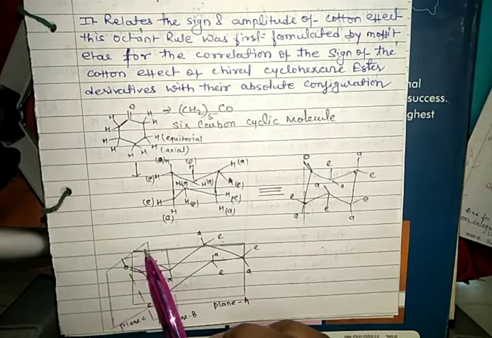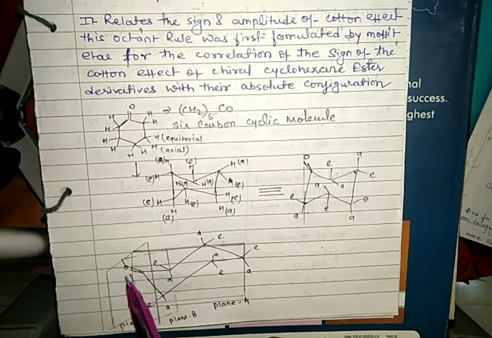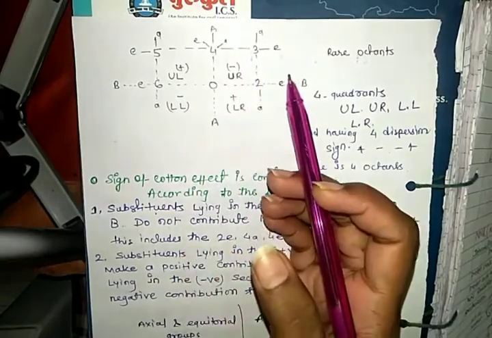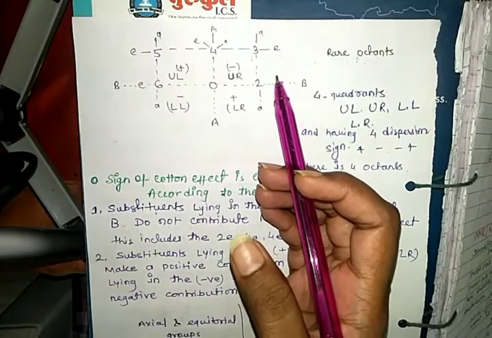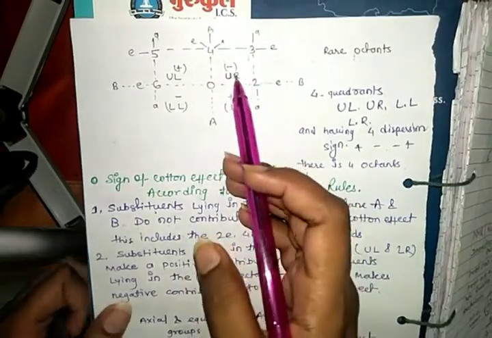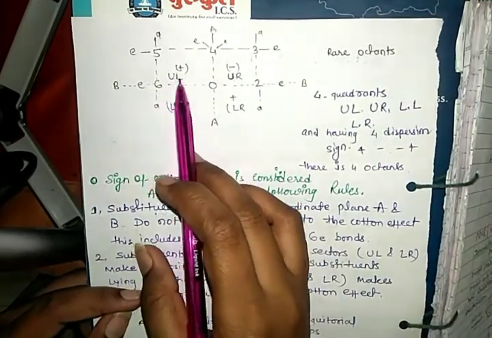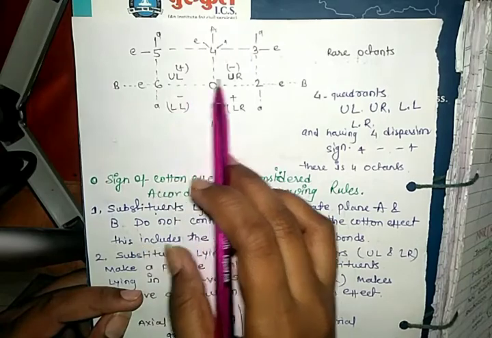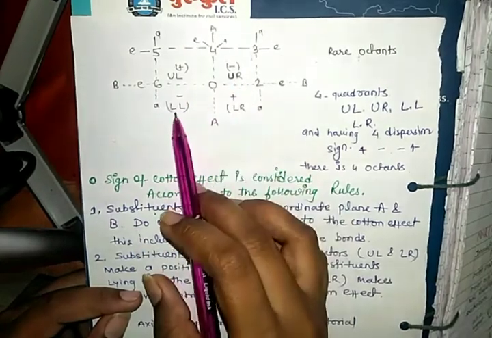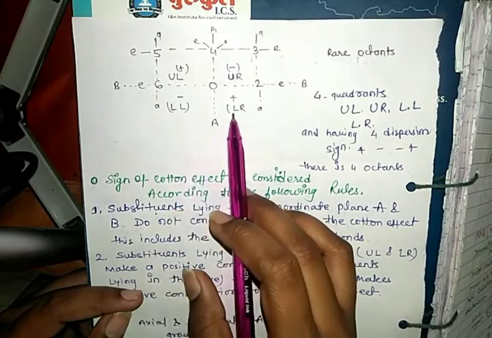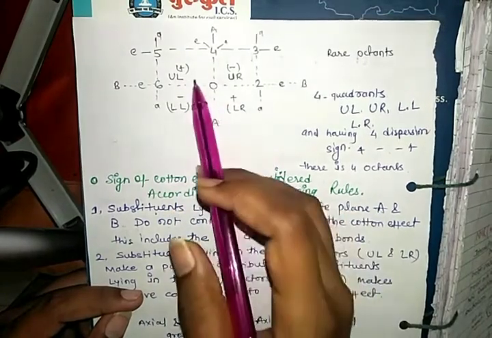So in plane C, the ketonic group takes plane C, and next to it is plane B, and this is plane A. There we see the sign of Cotton effect or octant rule. This is also called rear octants. In this we have four quadrants. First one is upper left, second one is upper right, third one is lower left, and fourth one is lower right.